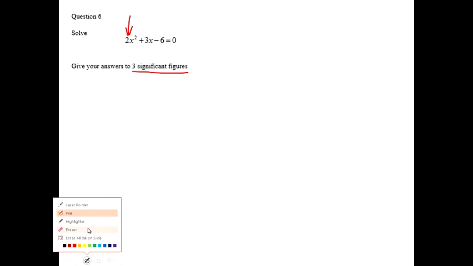number that's not 1. Also, we're talking about the calculator paper now, so it's highly likely that you'll get a question where you have to solve a quadratic using the formula towards the end of the paper. So the first thing you do is write down A, B and C. A is here, B is here, and C is here. So A equals 2, B equals 3, and C equals negative 6.